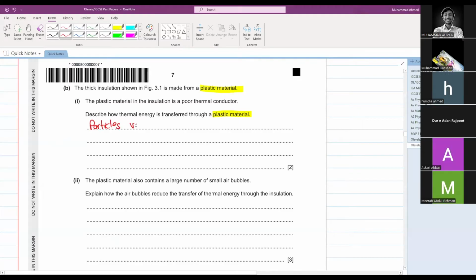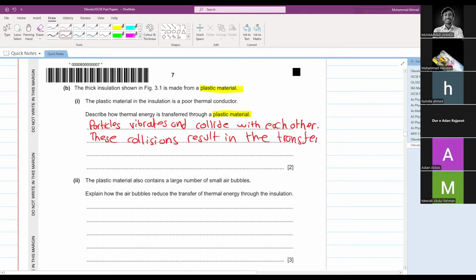Particles vibrate and collide with each other. These collisions result in what? These collisions result in the transfer of energy. Perfect. The transfer of energy.